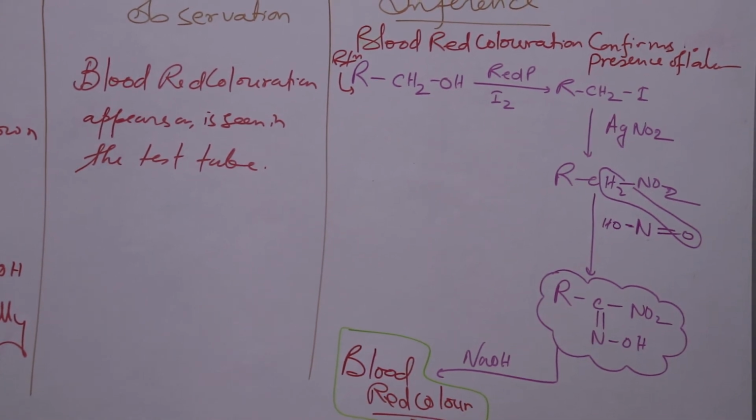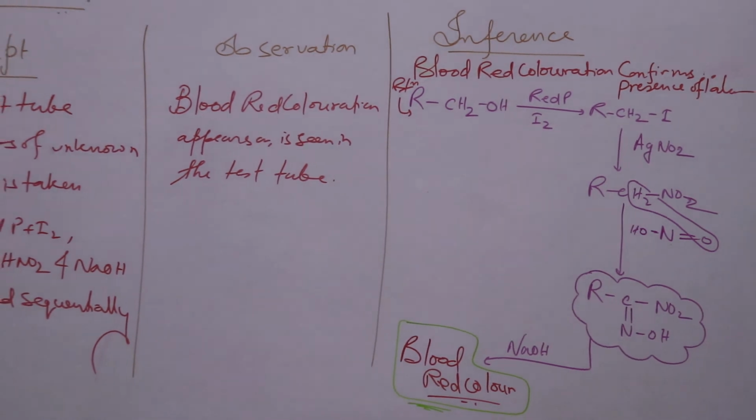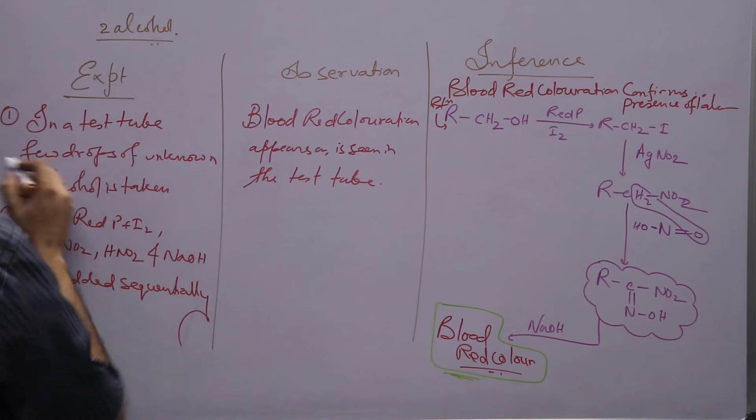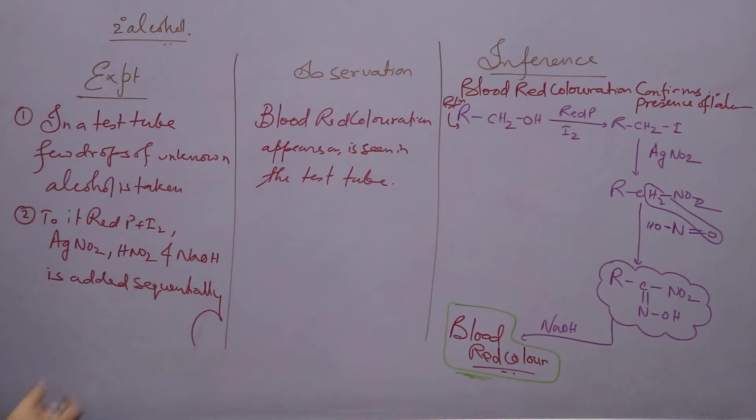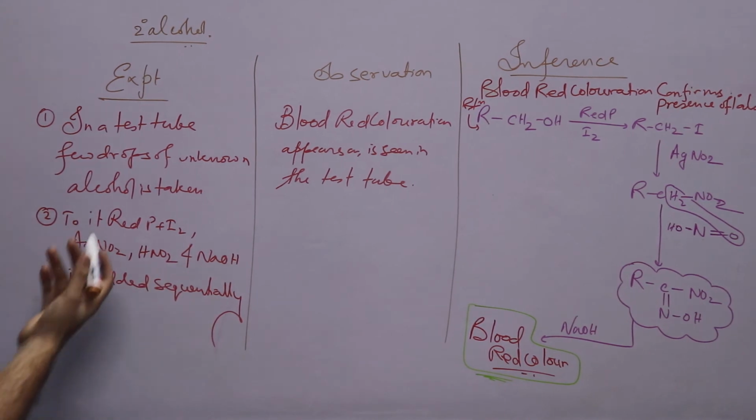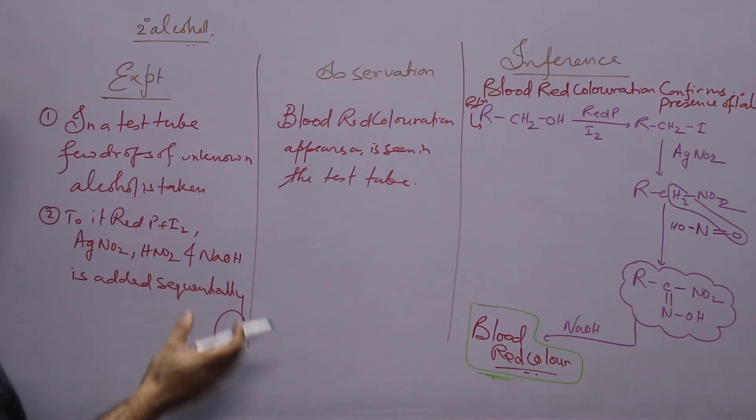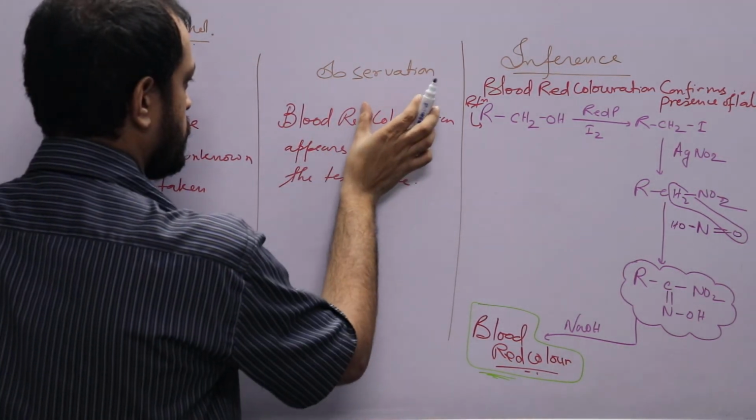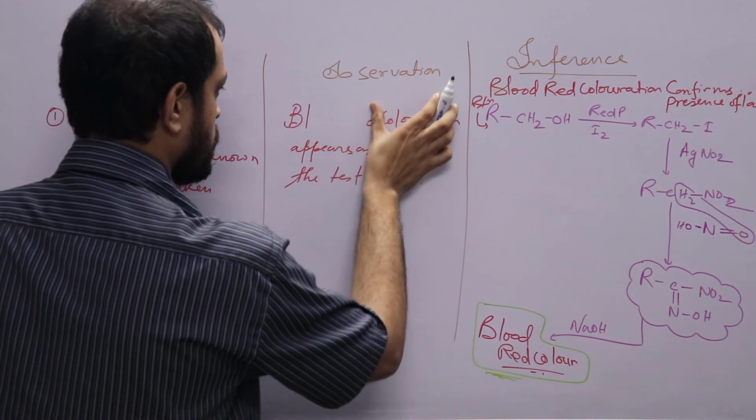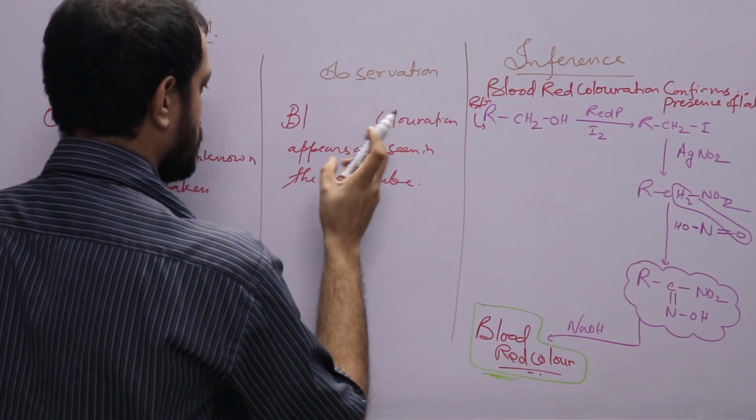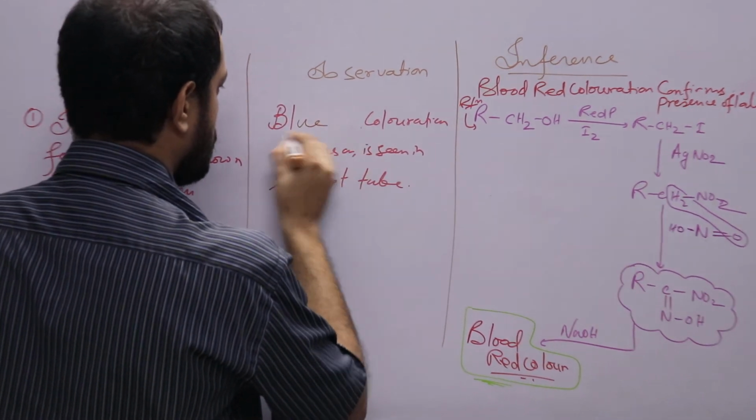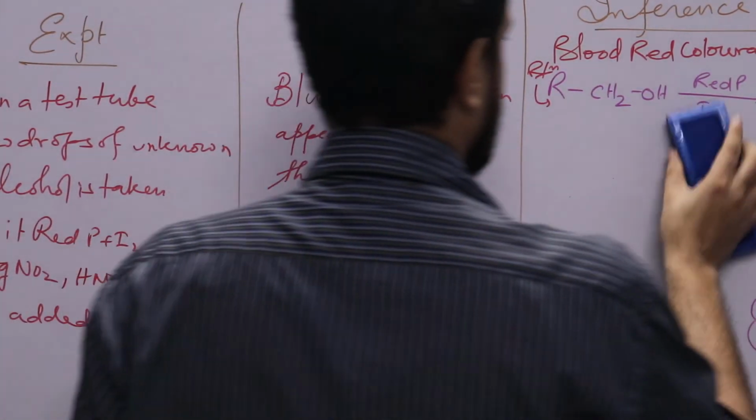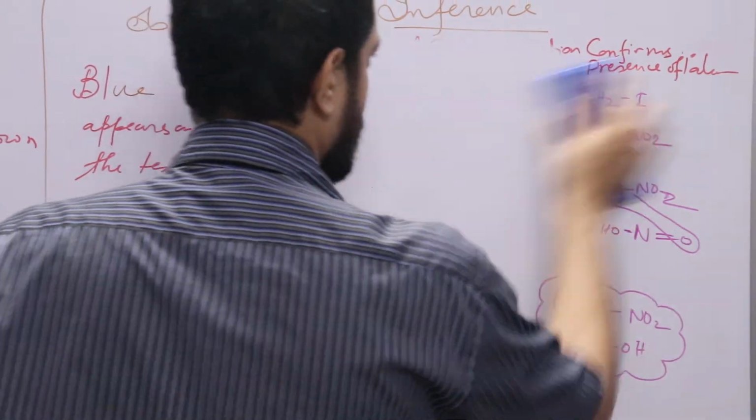Now we'll have to solve this. Now we will have to write everything with respect to 2 degree alcohol. Okay, that is in a test tube, few drops of unknown alcohol is taken, to it red phosphorus iodine, everything will remain the same in the experimental column. Just we will have to add blue coloration appears, right? And we will have to completely change the inference column. Now listen.